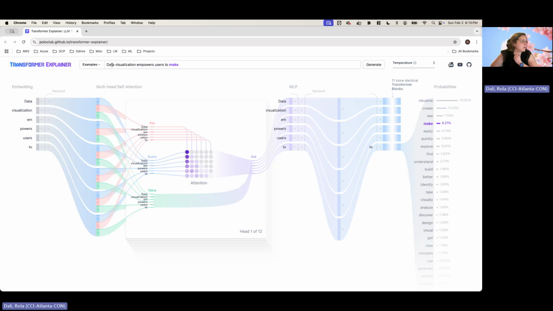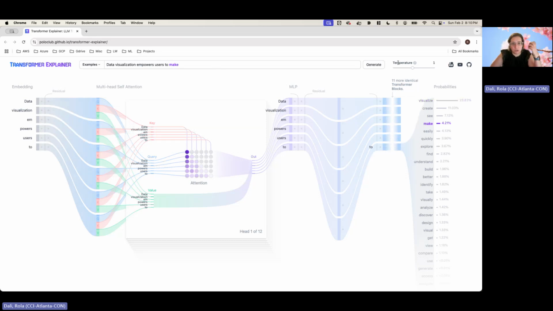And so it says data visualization empowers the users to make, and remember, it's a next word predictor in the sequence. And so these are the possible words that could be next. And it thinks that the next word based on the probability, 28.3, is visualize. Now, again, this is not a great model, and that is the Nano GPT. It's a small model. It's not been trained on a lot of data, but it gives you an example of how this whole thing works.